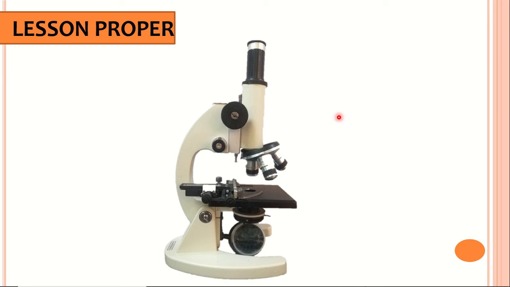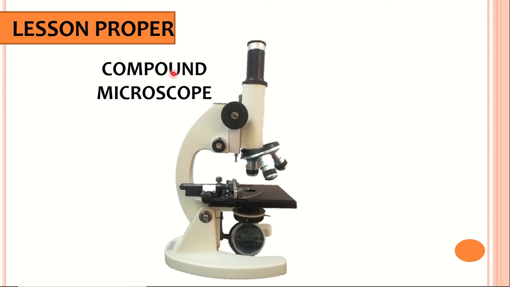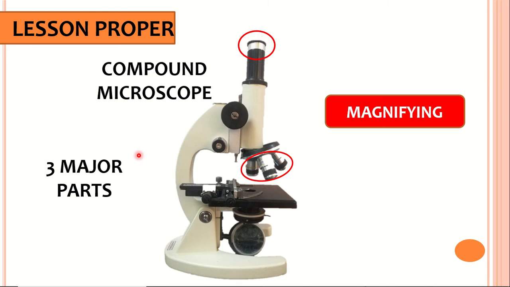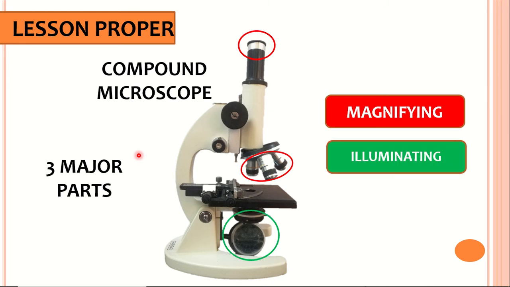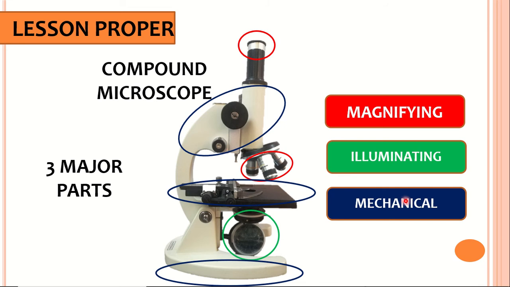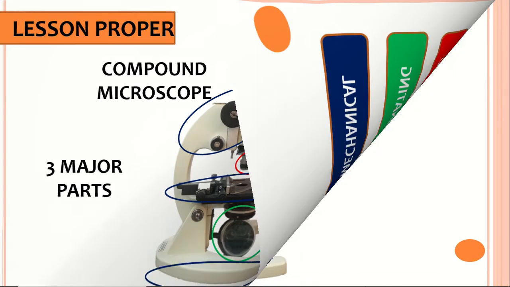This microscope is called a compound microscope because it is composed of different complex parts. A compound microscope is divided into three major parts: the magnifying parts, illuminating parts, and mechanical parts. How do these parts differ from each other? Let me discuss the first major part of the microscope, which is the magnifying parts.